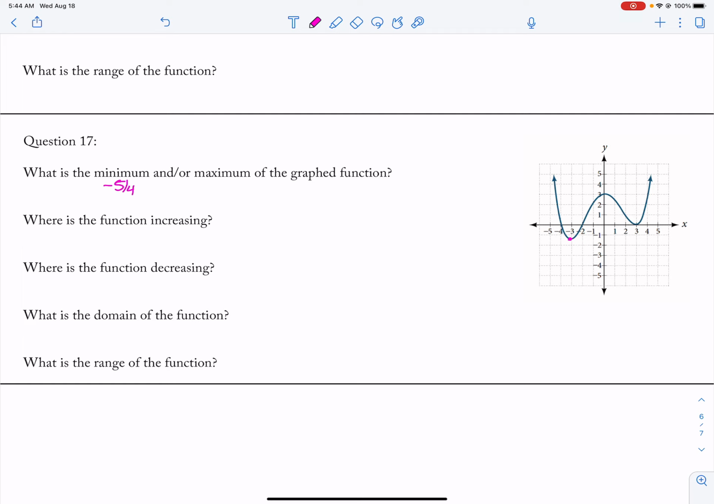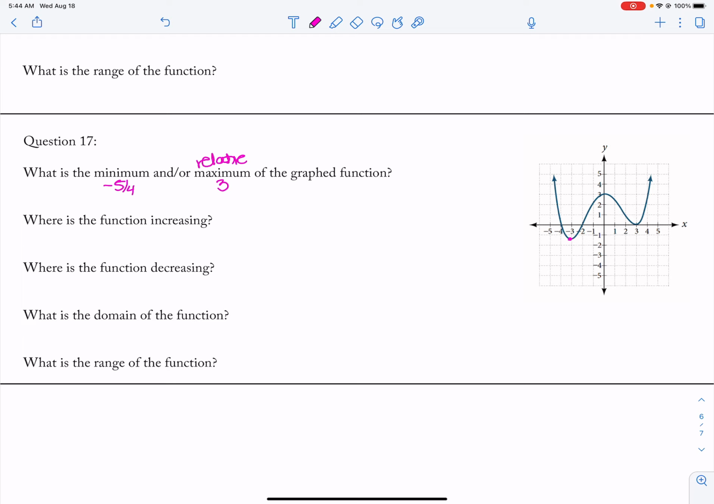As far as the maximum is concerned, it goes on and on and on forever. So there is no maximum value. There is no absolute highest point because that would be infinity, and infinity is not a number. So we would say that there's a relative one at y is equal to 3. Relative meaning not the absolute highest point, but there's a little turning point where it goes from increasing to decreasing.